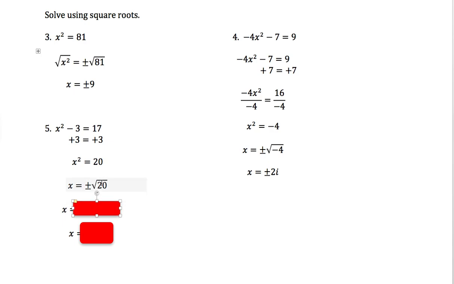The square root of 20 is not a perfect square, so we are going to have something left under the radical, but we can reduce that 20 because the square root of 4 times the square root of 5 is equal to the square root of 20, and most of us know that the square root of 4 is 2, so our answer will become positive and negative 2 times the square root of 5.